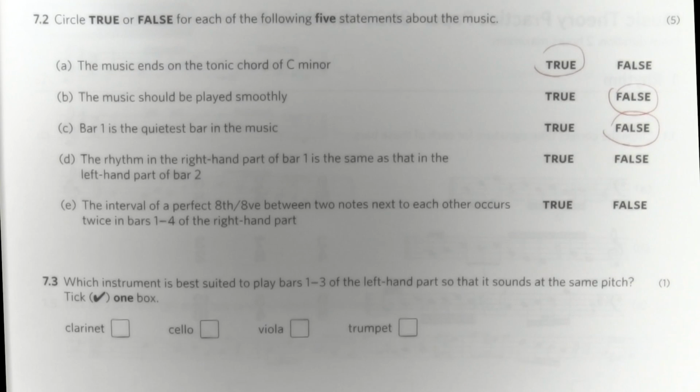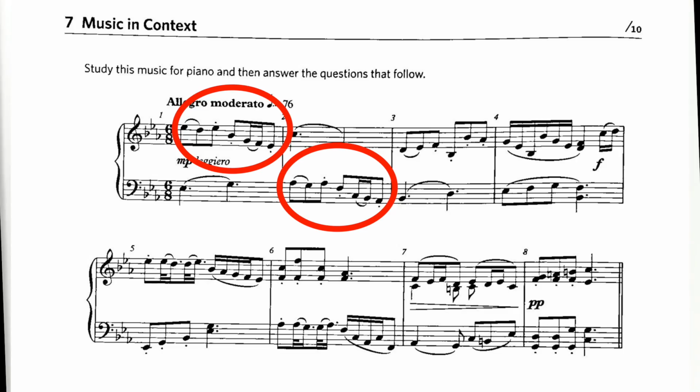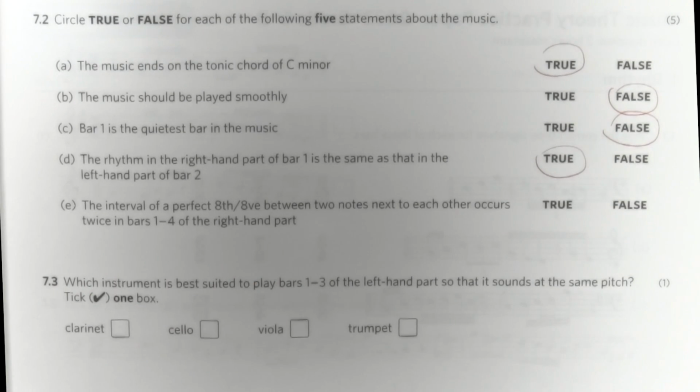The rhythm in the right-hand part of bar 1 is the same as that in the left-hand part of bar 2. And it is true. Look at this. They are really the same, and they have the same slurs, the same articulation, same intervals. So yes, true. Well, they say the rhythm.